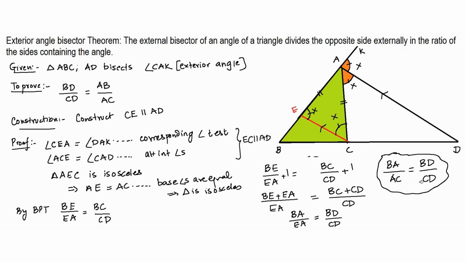The reason why I added 1 to both sides was because after finding the LCM, BE plus EA would give me BA, which is what I wanted, and BC plus CD would give me BD, and that is why taking the reciprocal after this particular step was not useful. We wanted the denominators to be EA and CD because they figure in what we had to prove. So this is the proof of this particular exterior angle bisector theorem. I will again pause for a minute, and we end our today's session over here.